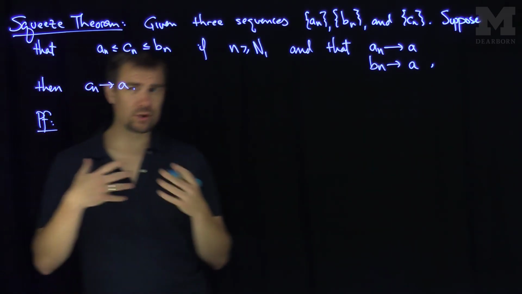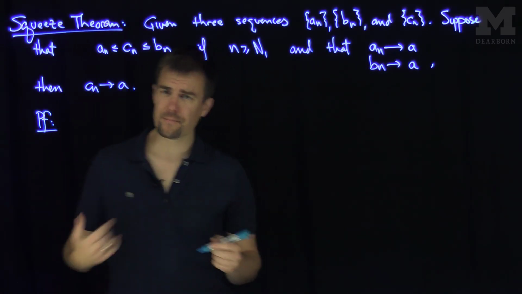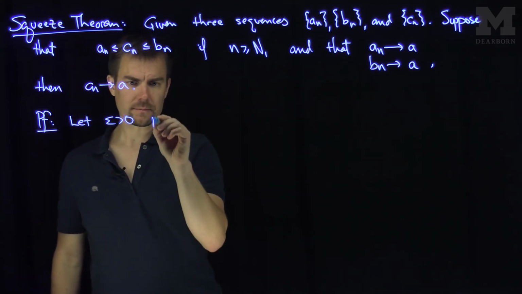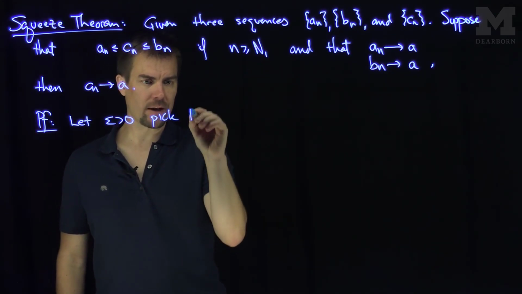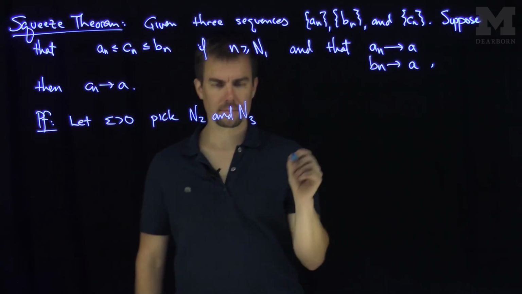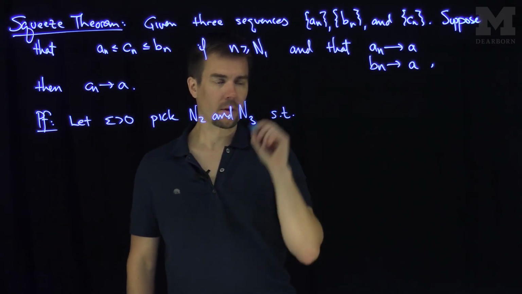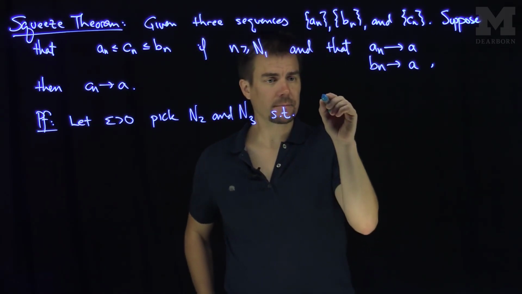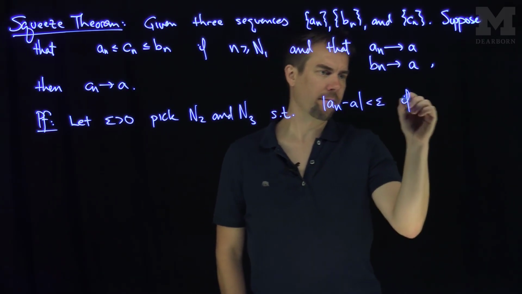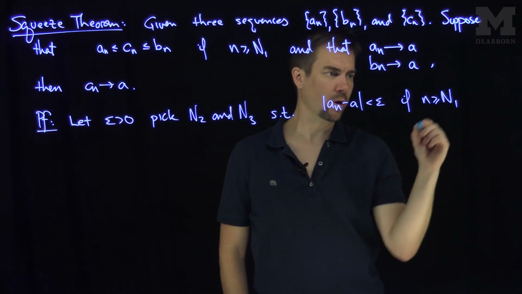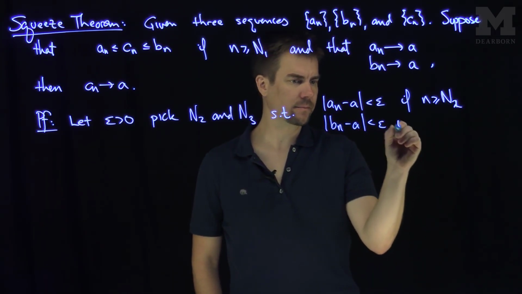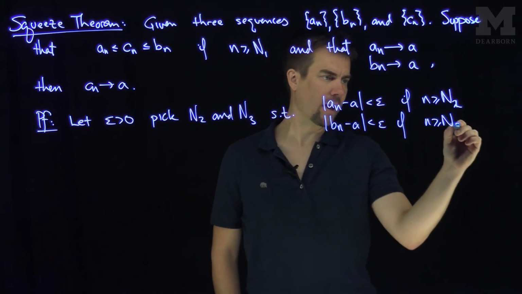And this proof is a good illustration of just using the definitions and choosing the right value of n. So let epsilon be greater than 0, and pick, I've used n_1, I'm going to pick n_2 and n_3 in the natural numbers, such that, well, what would I like for the first thing to happen? I'd like |a_n minus a| to be less than epsilon if n is bigger than or equal to, let's say n_2, we already used n_1, and b_n is close to a within epsilon if n is bigger than or equal to n_3.